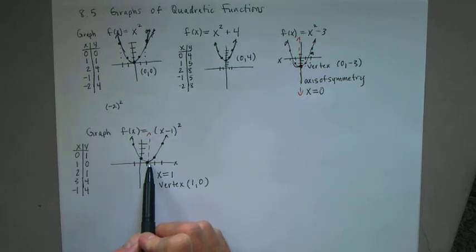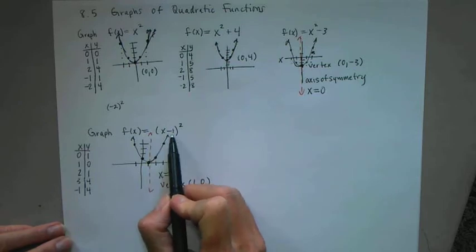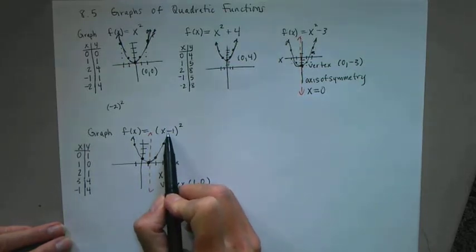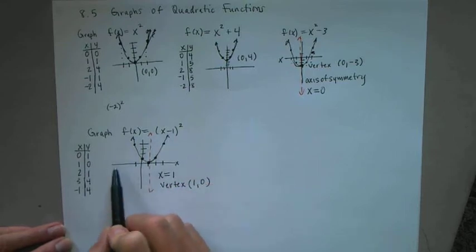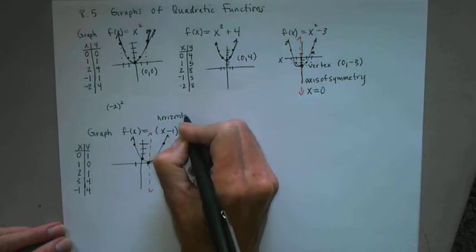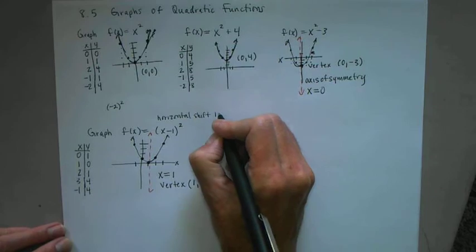So this is what I tell my students to memorize. If you see something in parentheses, you actually shift it the opposite direction. So if it's subtract, you're going to shift it the positive direction. And here's the key. If it's in parentheses with x, you're going to move it along the x-axis, or in other words, horizontal. So this is a horizontal shift, and it goes in the opposite direction. So I'm going to say 1 right.